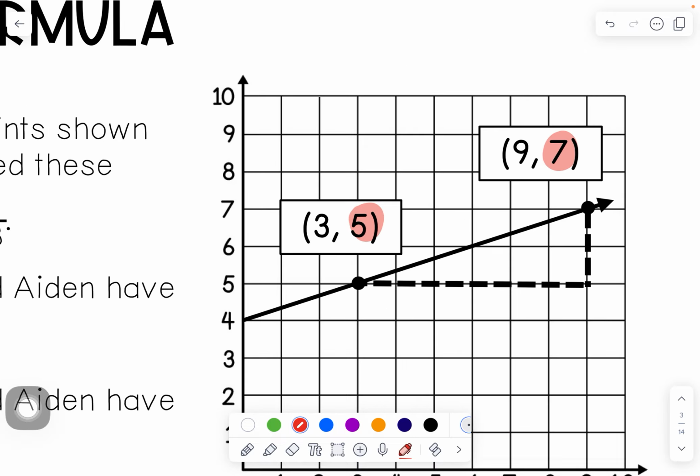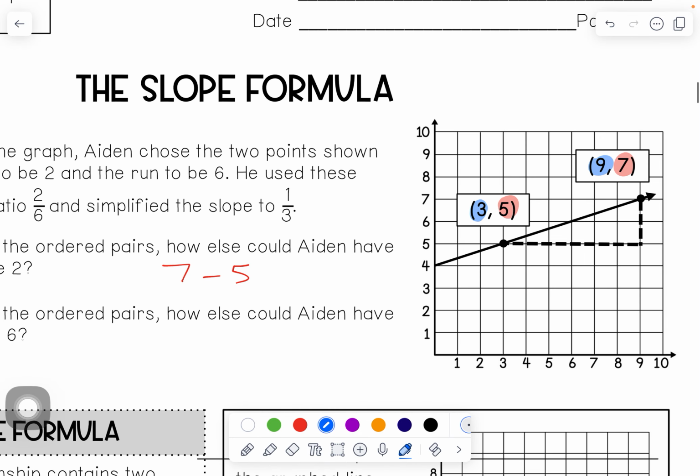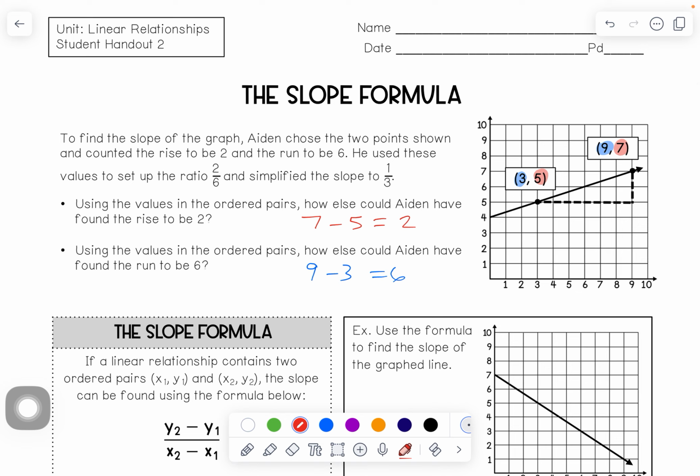If it's the run, now we're talking about horizontal movement, so we're using the x values, 9 and 3. So how can you get the number 6 using the numbers 9 and 3? Again, that would be subtraction. Okay, so we have an algebraic way, or an arithmetic way, to get these values as well.